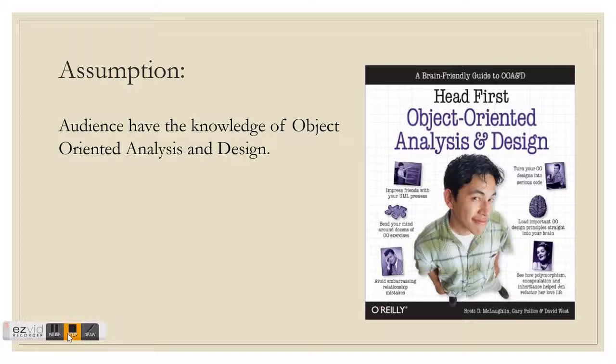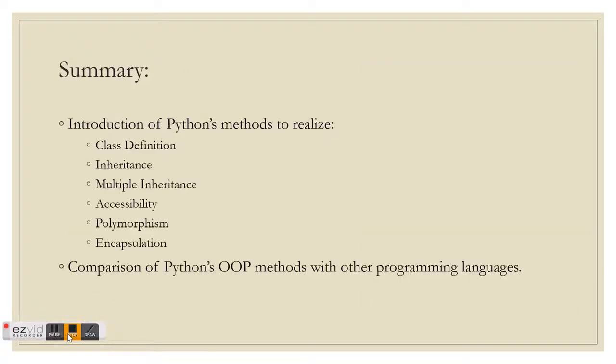I'm already assuming that you have the knowledge of object-oriented analysis and design because we are going to use the concepts of this field with Python. Here, I'm going to introduce you to some of the methods of Python to realize the following concepts of object-oriented programming, such as class definition, inheritance, multiple inheritance, accessibility, polymorphism, and encapsulation. Then we'll compare Python's methods with other programming languages.